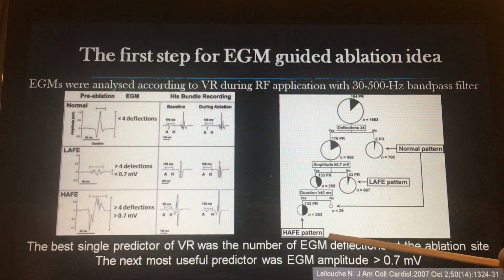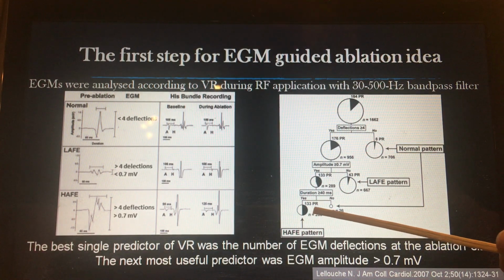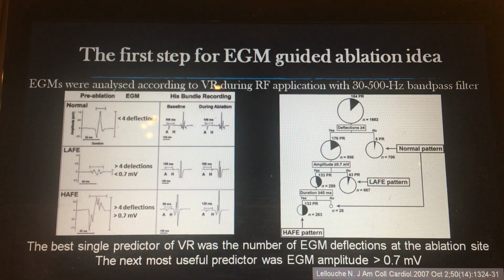As you see here, at the end of the study, they found that the best single predictor for vagal response during RF application was the number of electrogram deflections at the ablation site. The next most useful predictor was electrogram amplitude. So we think that if any site demonstrates a positive vagal response during RF application, this site should actually be a GP site, as in high frequency stimulation.